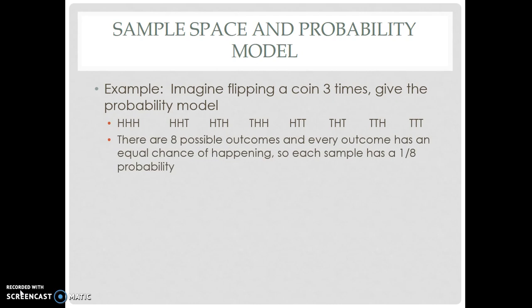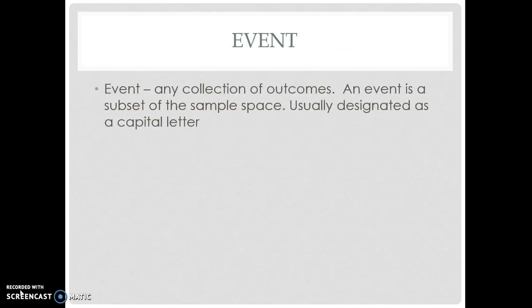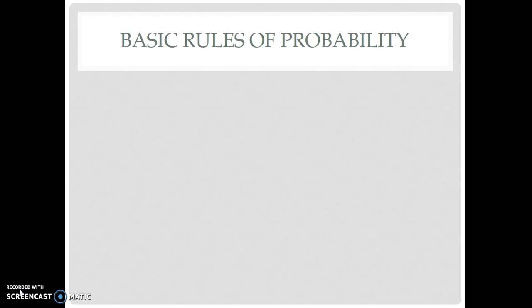Because there are 8 possible outcomes and every outcome has an equal chance of happening, each sample has a 1/8 probability. That would be the probability model. An event is a collection of outcomes. An event is a subset of the sample space. Usually it's designated as a capital letter.